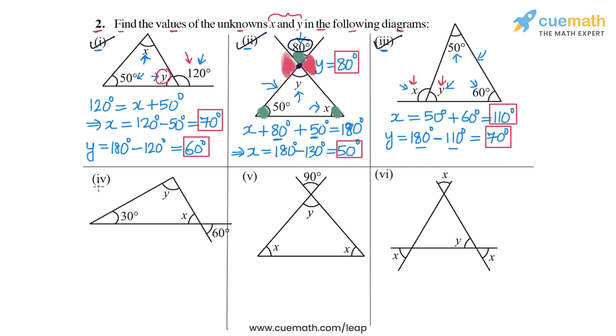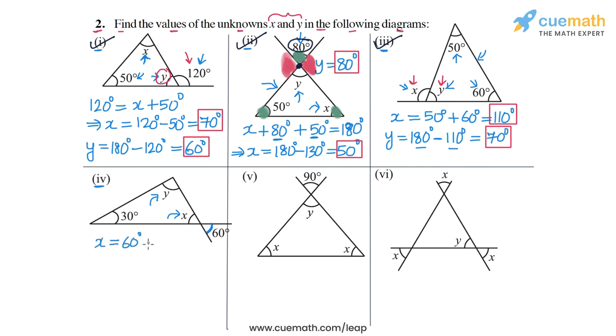Then we come to part 4. In part 4, the unknowns are this angle here, which is x, and this angle y. Now x is easy to find because x is vertically opposite to this angle marked 60 degrees. So we can straight away write x is equal to 60 degrees.